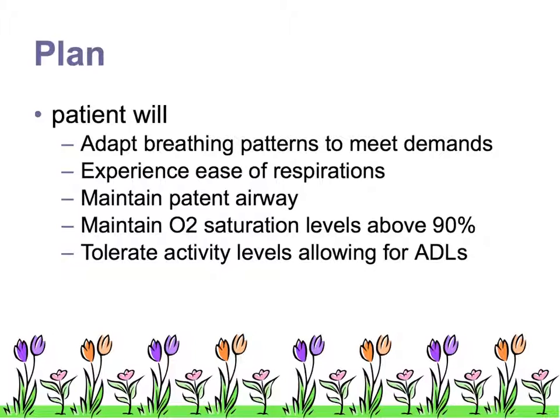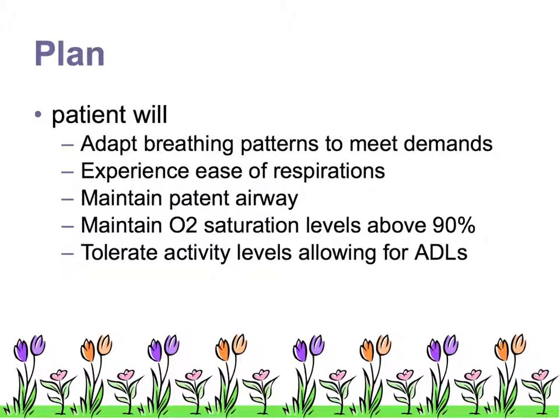Now, this is for someone early on with COPD. So your patient who comes in and is more end stage, even with oxygen on, they're not going to maintain a level above 90%. If you can get them at 88, you're doing well with a lot of your end stage patients. Even that you're not going to see with some of them. Tolerate activity levels, allowing for activities of daily living. So these are goals that you might have for the patient, as well as a whole slew of other goals.